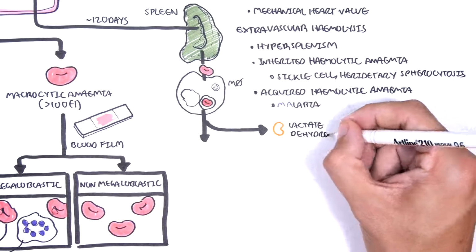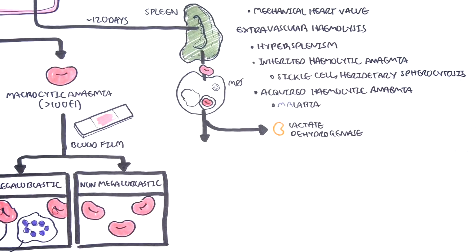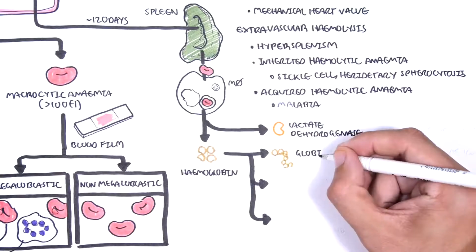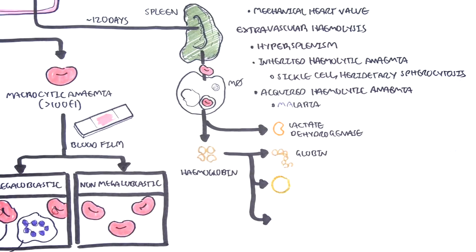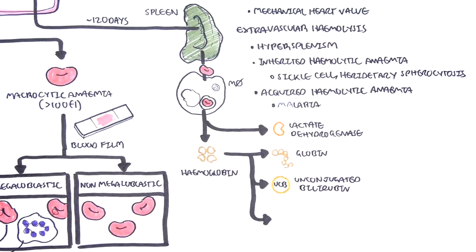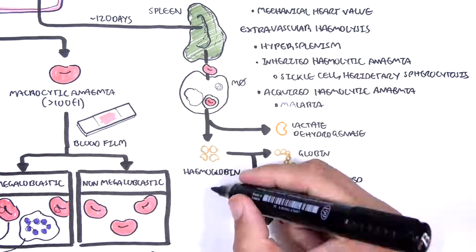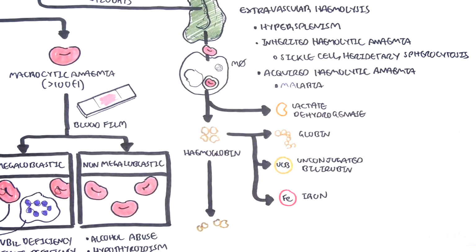Red blood cell destruction causes the release of lactate dehydrogenase. Red blood cells are made up of a lot of hemoglobin, millions of hemoglobin molecules. When hemoglobin is broken down, you get globin, which is a protein, unconjugated bilirubin, and iron. Usually the body is able to clear all these byproducts of red blood cell destruction up. However, in hemolysis, you have overwhelming red blood cell destruction, and as a result, you can also have free hemoglobin in circulation.